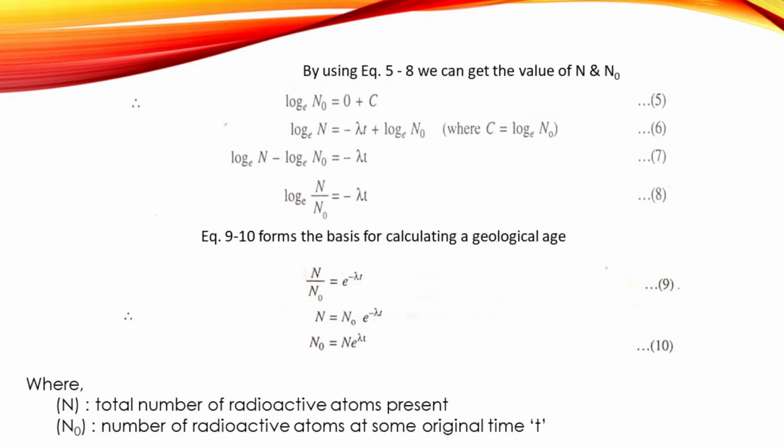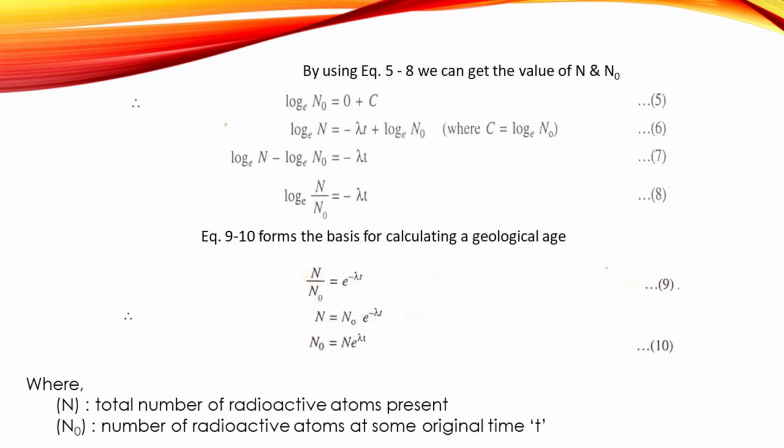Now using the initial condition, from equation 4 we can get the integral constant c and the value of N and N0 by using equations 5 to 8. Here, equations 9 and 10 form the basis for calculating geological age from the analytical data, which are N/N0 = e^(-λt), or this can also be written as N0 = N e^(λt).